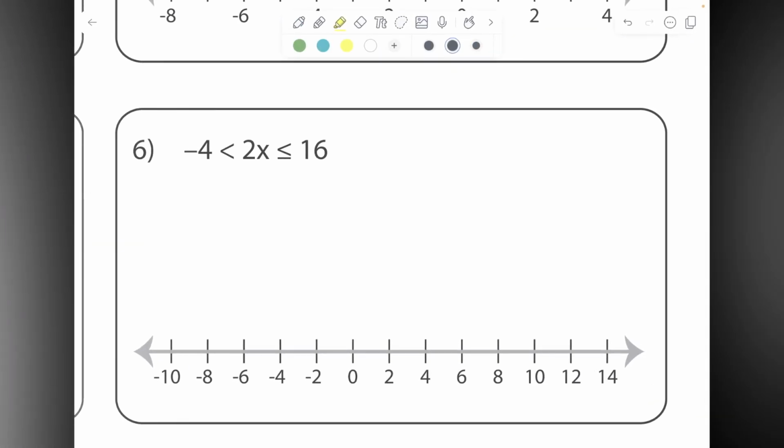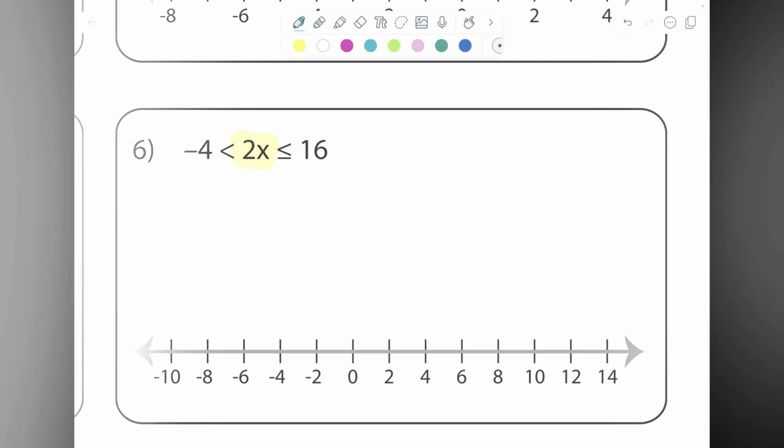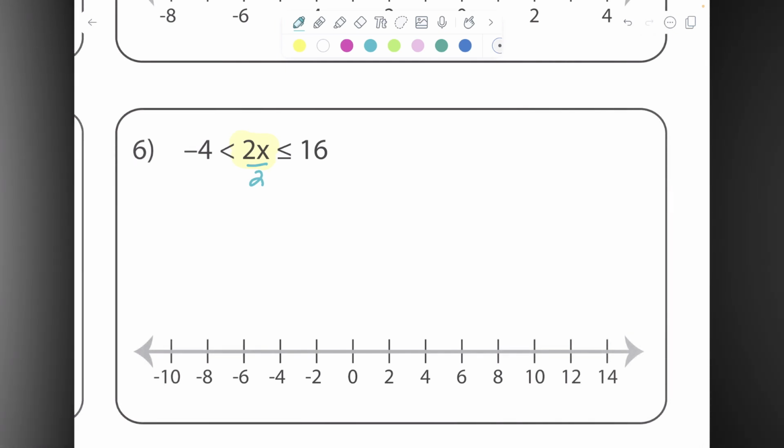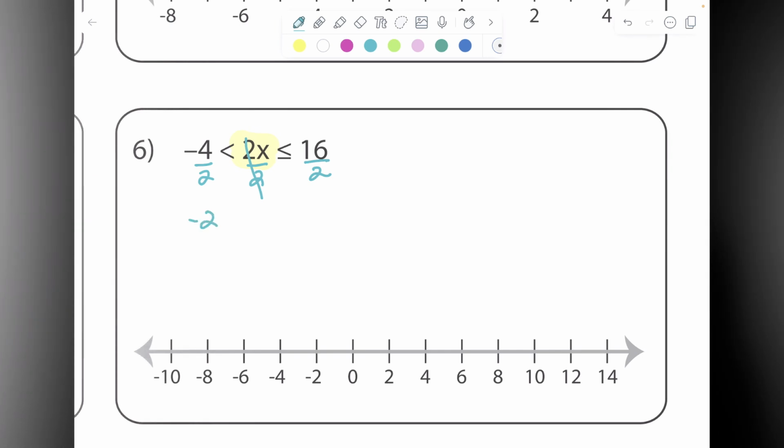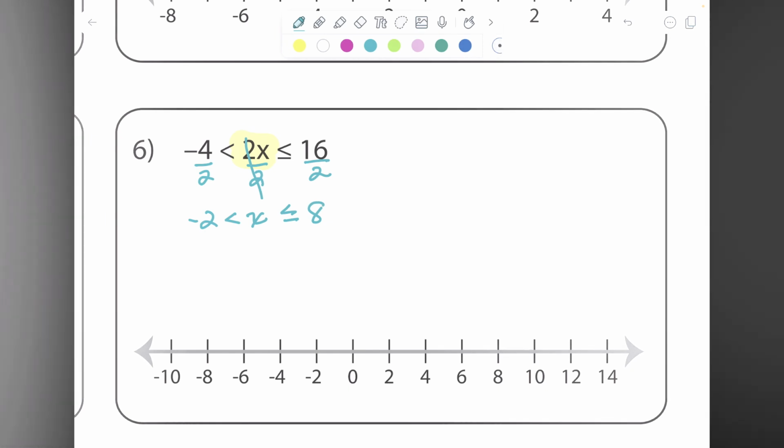Focus your attention on the middle, 2x. What do I need to get rid of? What do I need to do the inverse of to get x completely alone? Well, 2x is understood to be 2 times x, so I'm going to divide by 2 in order to get x by itself. Since this is a 3-part inequality, I'm going to be dividing each part by 2. Negative 4 divided by 2 is negative 2, and 16 divided by 2 is 8.